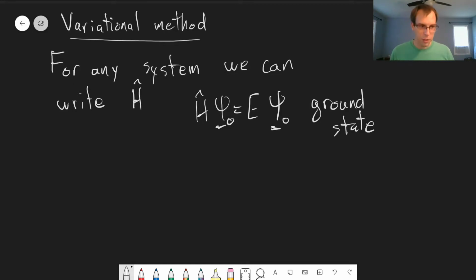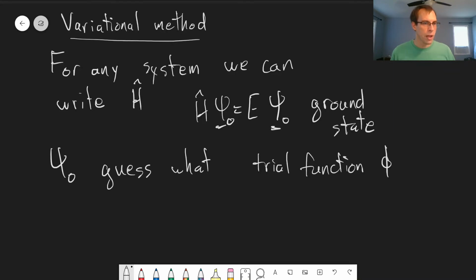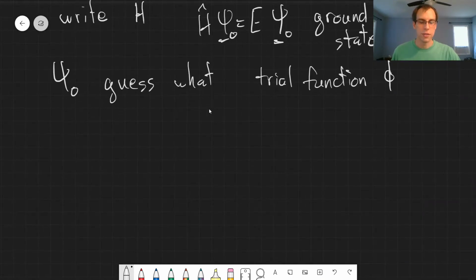So if we know a little bit about the system, we can make a guess. We can guess what this wave function is going to look like. Often we'll know some of the boundary conditions of the system, and we have a sense of what it should look like. And we create what we call our best guess, a trial function. And we'll call that function, in this case, phi. All right? And so then the question is, what's the energy of the trial function? What energy do we get if we use the trial function?